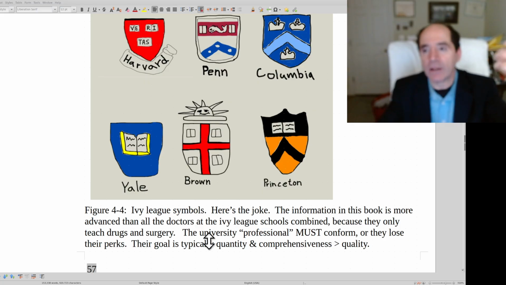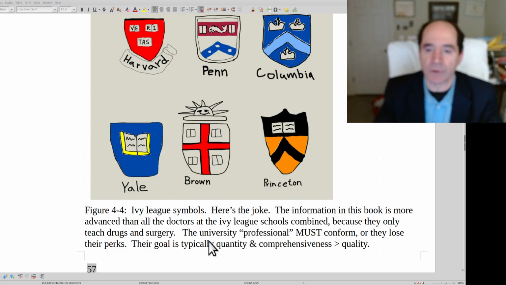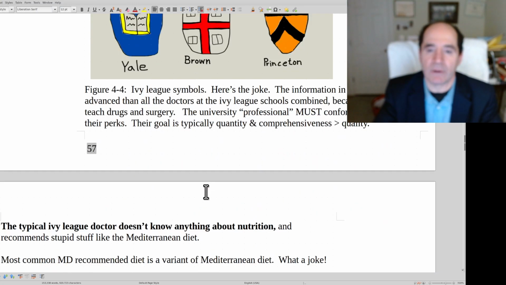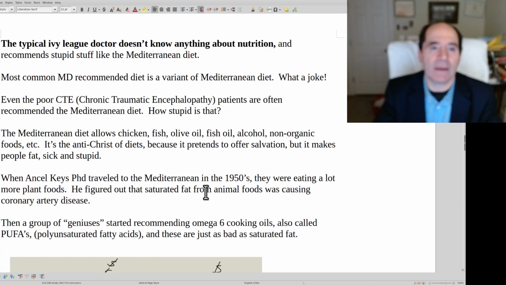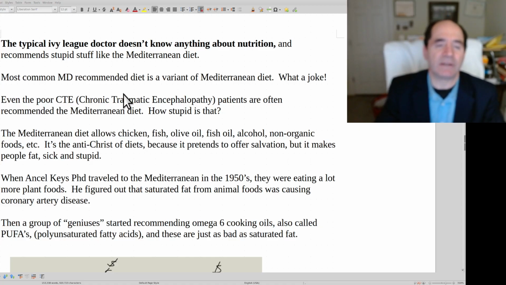They have to play along with Big Pharma running the world, all right? And that's not what real health's about. Okay? Typical Ivy League doctor, like I said, doesn't know anything about nutrition. They recommend the Mediterranean diet. It's typical nonsense. You'll hear it at all these meetings. You'll hear it coming out of Ivy League doctors.